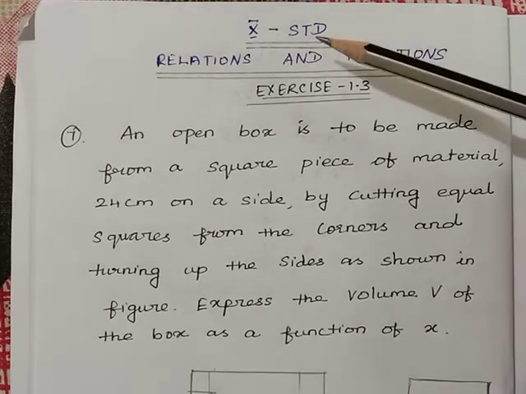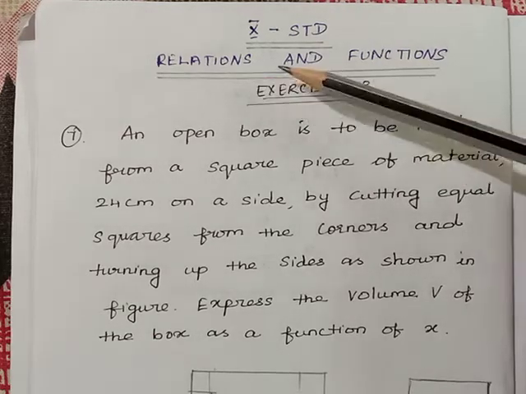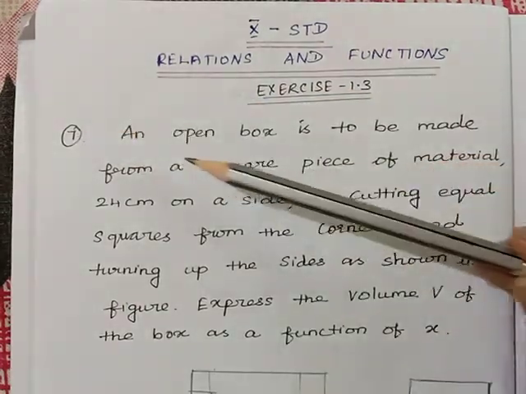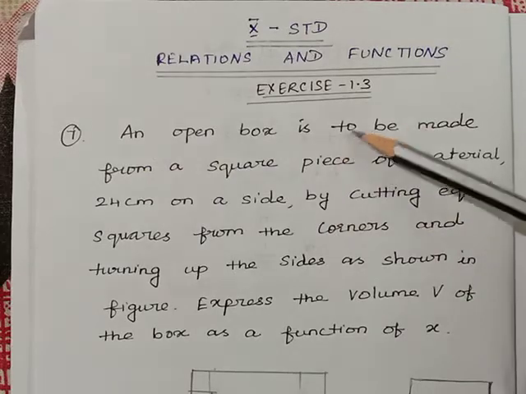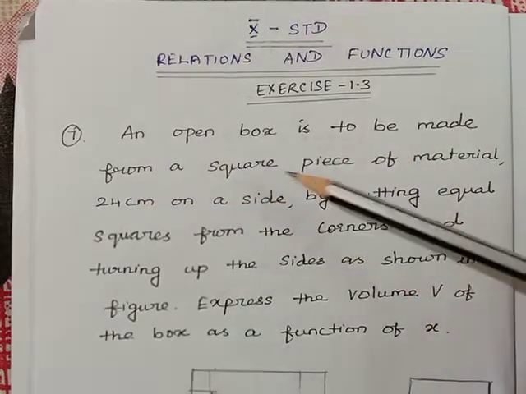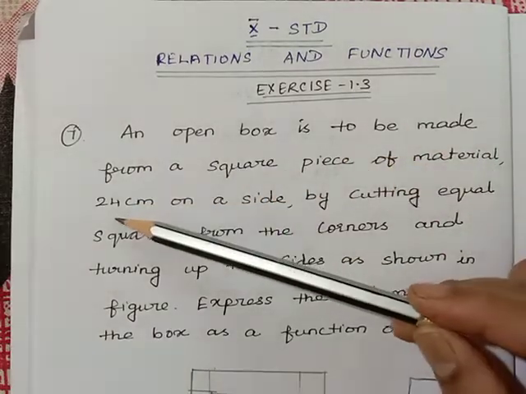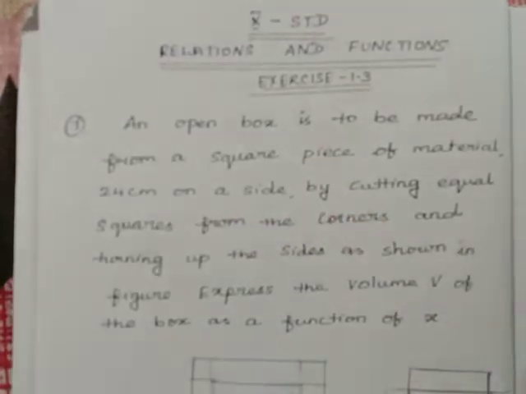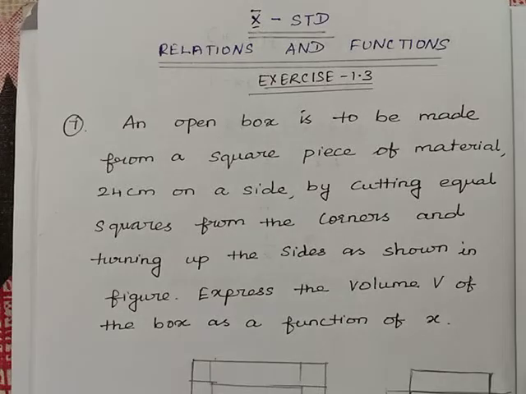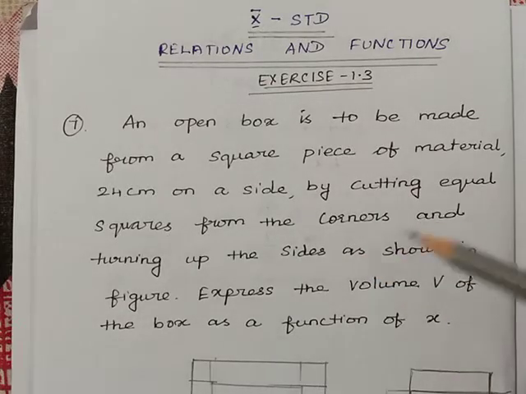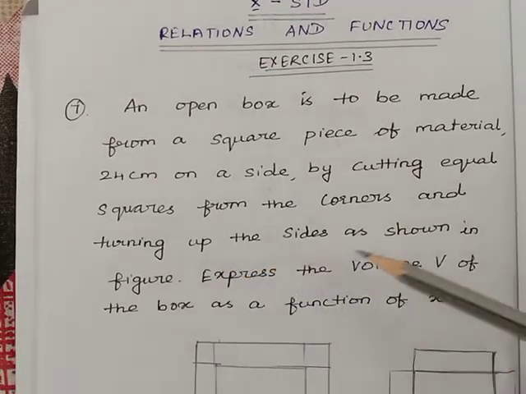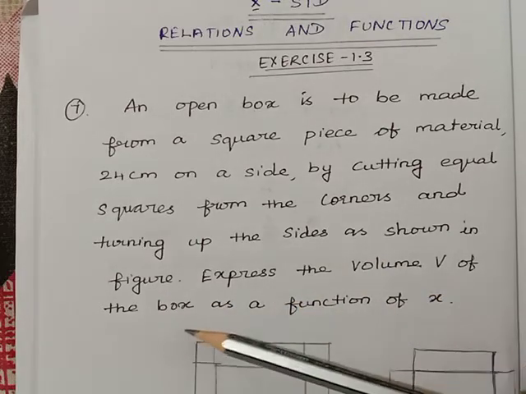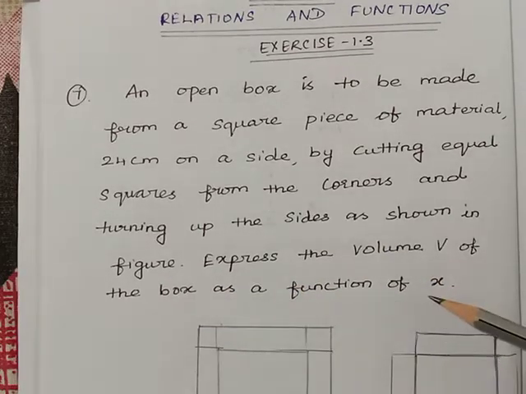Today we are going to learn 10th standard relations and functions exercise 1.3, 7th sum. An open box is to be made from a square piece of material 24 centimeter on a side by cutting equal squares from the corners and turning up the sides as shown in the figure. Express the volume V of the box as a function of x.